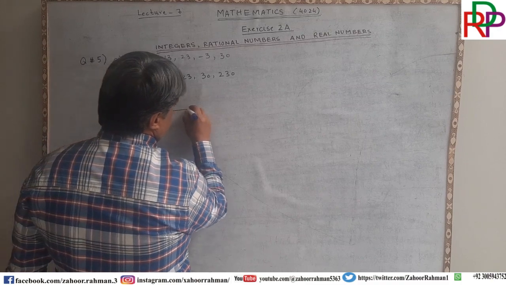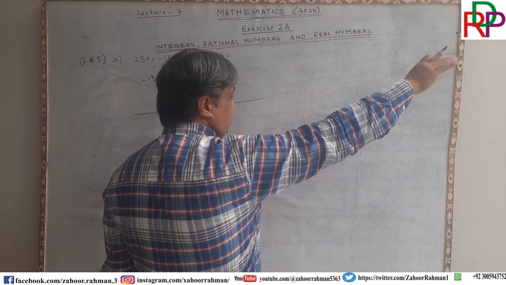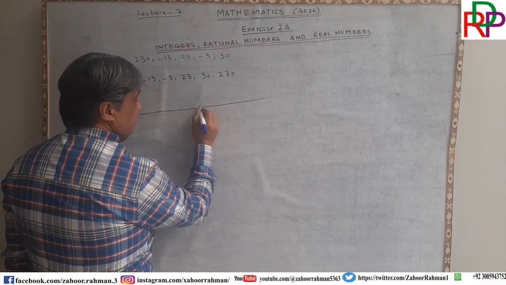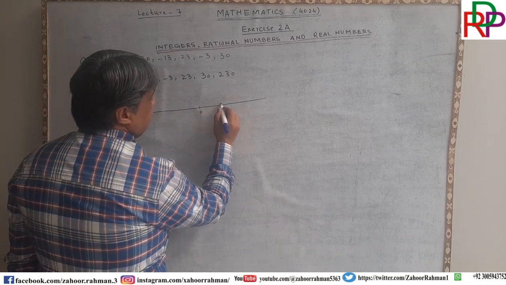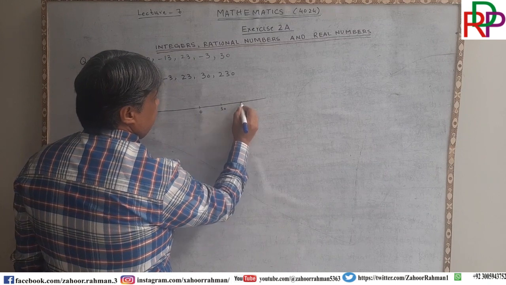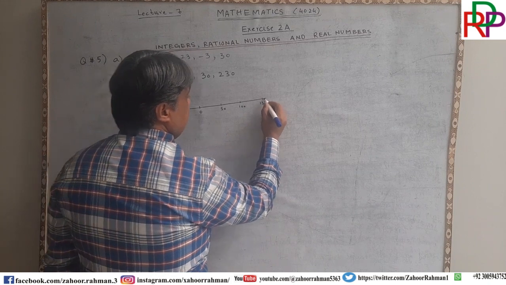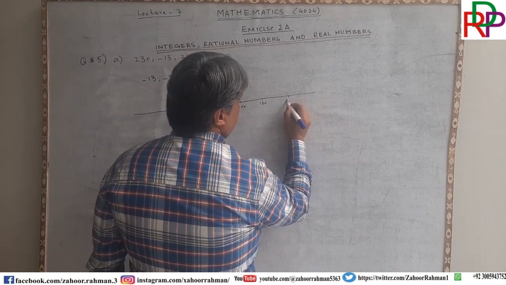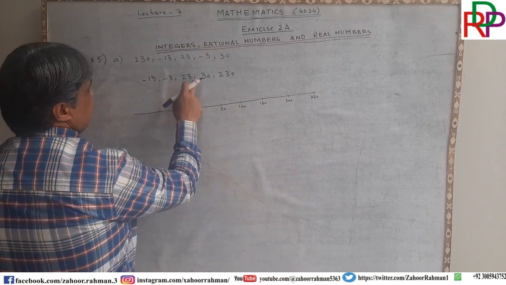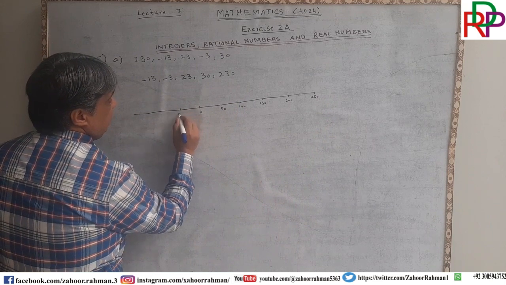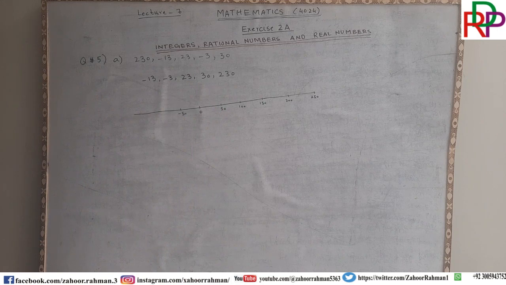Now there is a problem. 230 is a very large number. How large a number line will we draw? No problem. You can draw it by 50s: 50, 100, 150, 200, and 250. Similarly, the smaller number is minus 50, so we don't have to draw any other number.